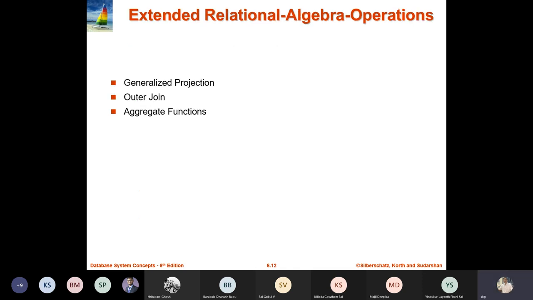So with these basic operations, we can have some of the extended relational algebra operations. One is the generalized projection, and there is the outer join and some of the aggregate functions, right? Many of these things you have already used while writing SQL queries, but we'll see the generic forms.